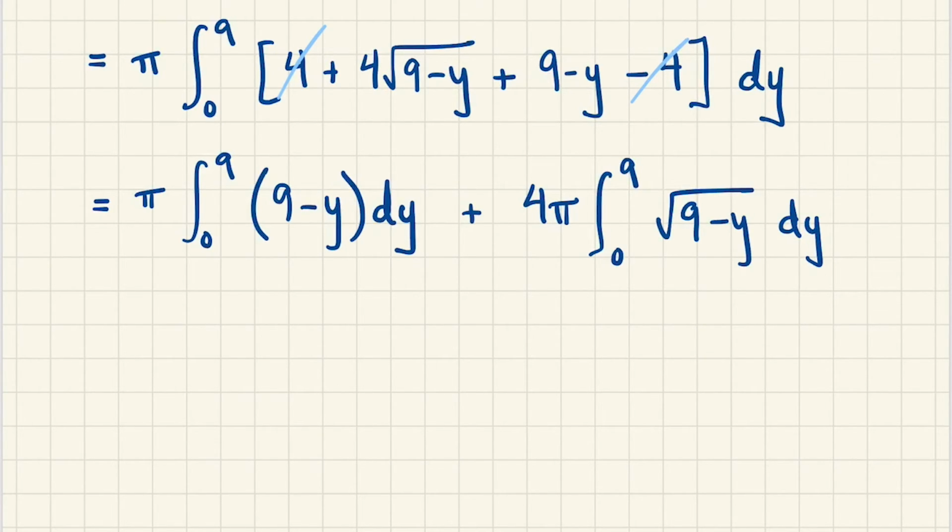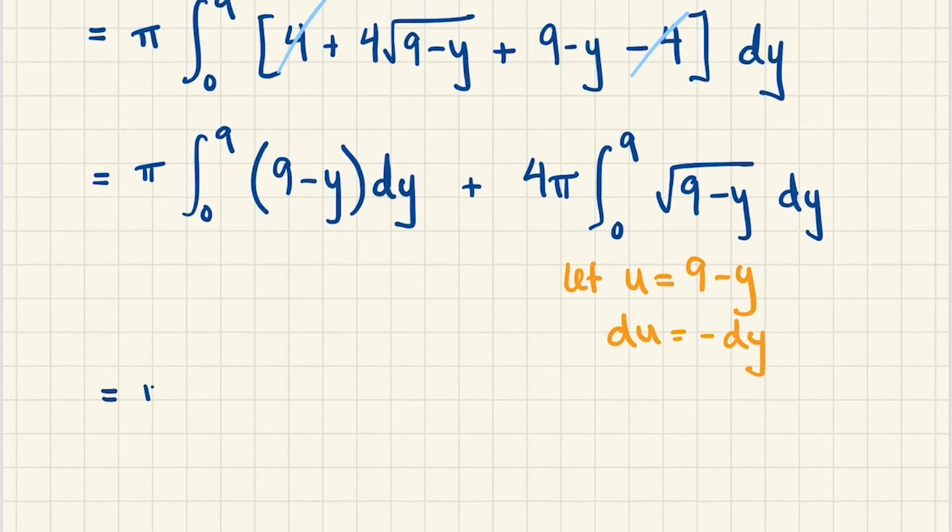And the reason why I suggest this is because this integral on the right is going to require a u substitution because it's a composite function here. We have the square root of stuff, and that needs to be dealt with properly. So let's quickly do that. Let's let u be 9 minus y. So du is the derivative of that, negative dy.